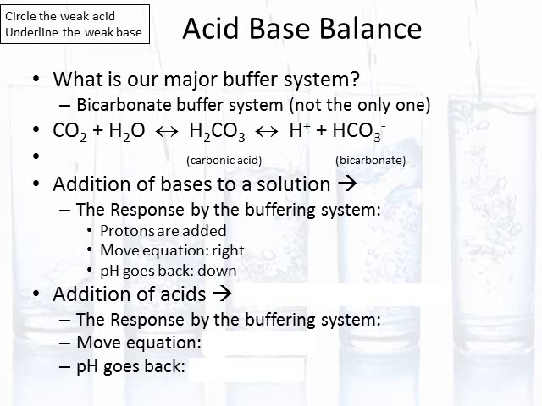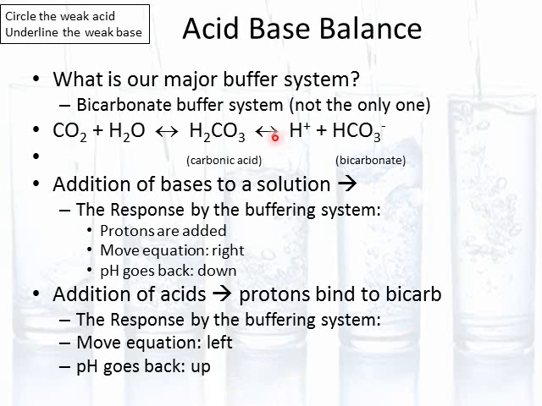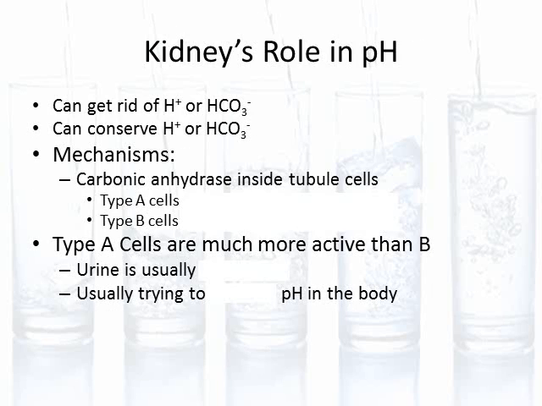If we have the other situation with an addition of acids, meaning we're adding hydrogen ions to the solution, those protons are going to bind to bicarbonate that's already there, and that's going to push the equation to the left. So the pH is going to go back up. Definitely need to know and understand that. Now, a little bit about the kidneys' role in pH balance.